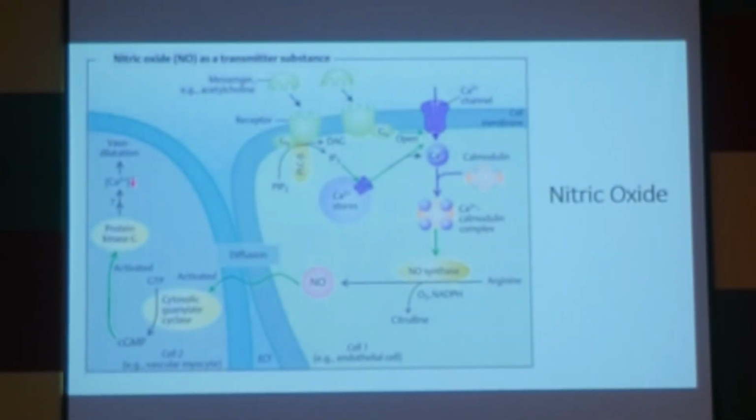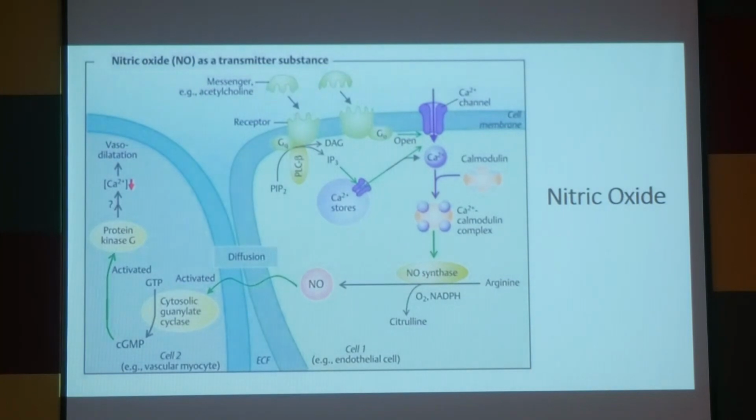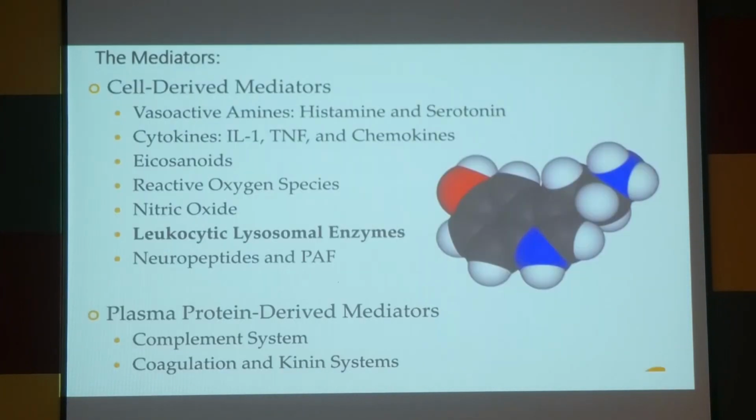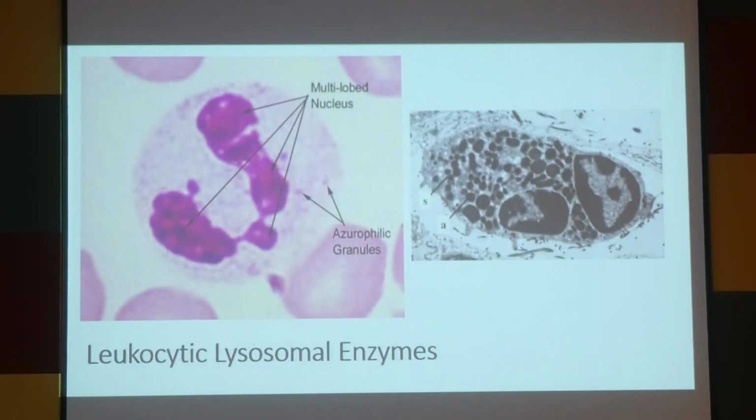So nitric oxide comes from macrophages, and nitric oxide comes from endothelial cells, okay. Its action is vasodilatation. This is a complex pathway. Nitric oxide as a transmitter substance. No need to overburden you. Leukocytic lysosomal enzyme, I told you earlier.